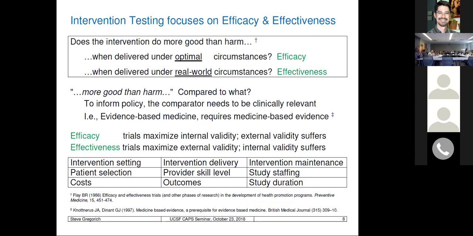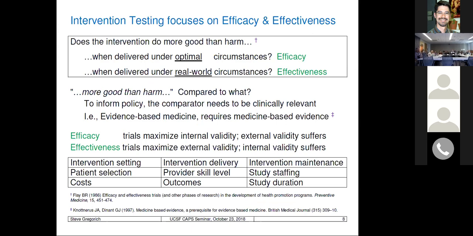In my opinion, if you want to inform policy, the comparator needs to be clinically relevant, or at least for those who are doing research that's not clinical, it has to be relevant from a healthcare delivery decision-making standpoint. And this is, again, evidence-based medicine requires medicine-based evidence. An efficacy trial is going to try to maximize internal validity. Effectiveness trial is going to maximize external validity. And they can differ in a lot of ways.